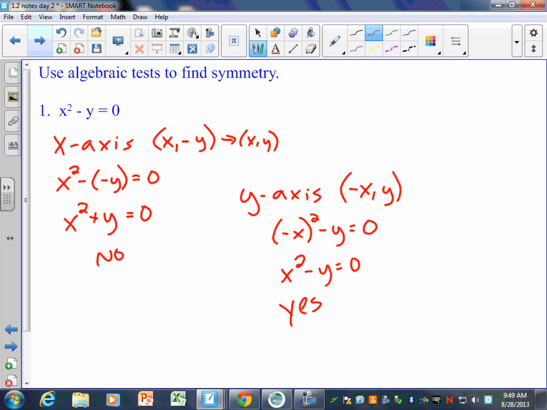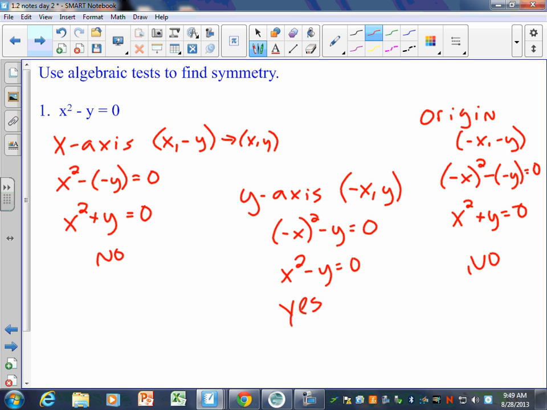And then usually you can just tell from the origin, especially because you've already plugged in a negative x and a negative y. For the origin, they both change. So if I plug in a negative x and a negative y, it can be multiple. So you do want to check them all. But I don't think this is going to work, right? Because the x is going to stay the same, but the y will change. So we get x squared plus y. Not true.